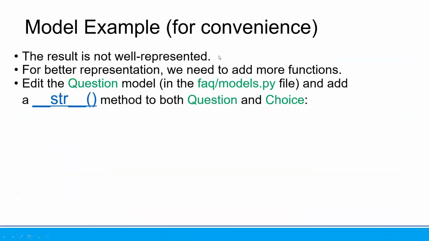So in the model example, just for your convenience, as I mentioned before, we can see the result, but the result is not well represented. It can be only based on the number, or it can be only based on the object. So for better representation, we need to add more functions. You can edit the question model and add a str method to both question and choice.